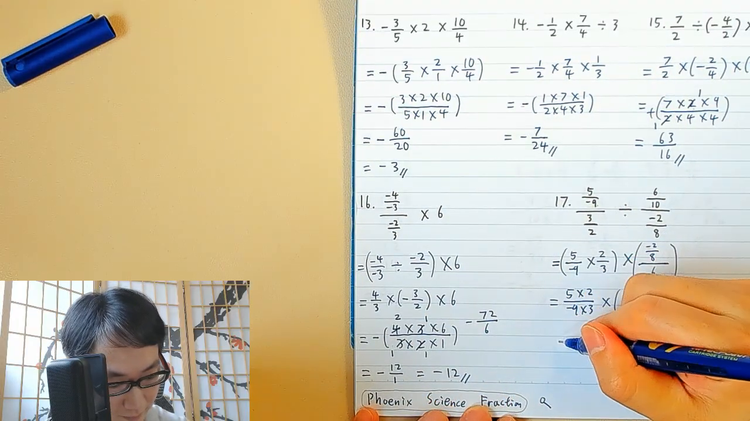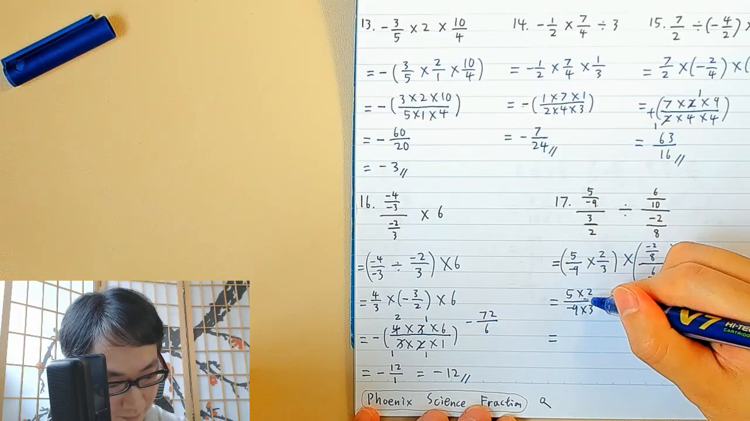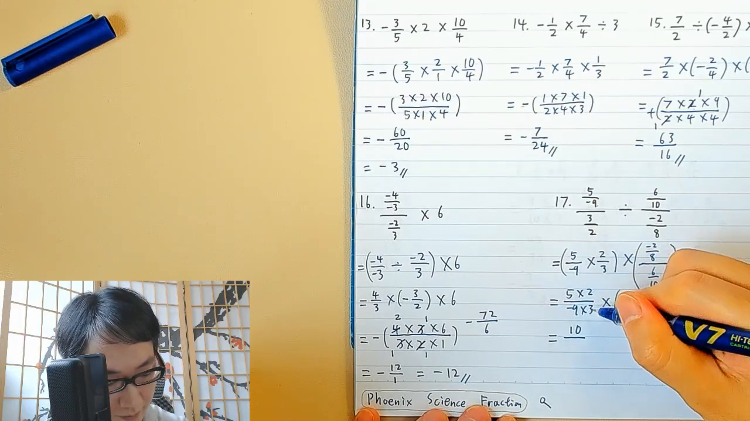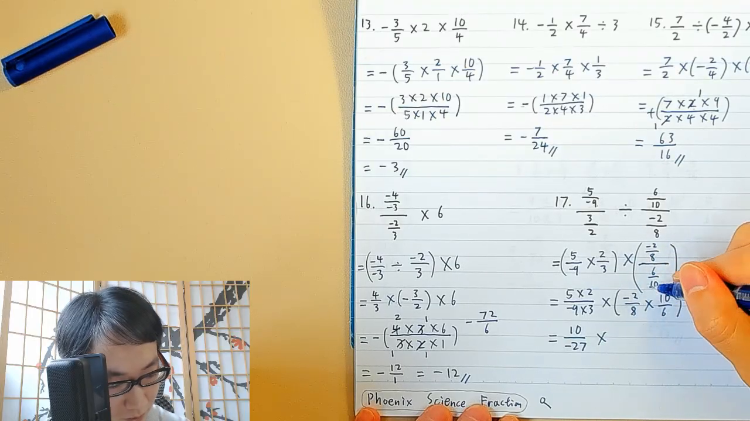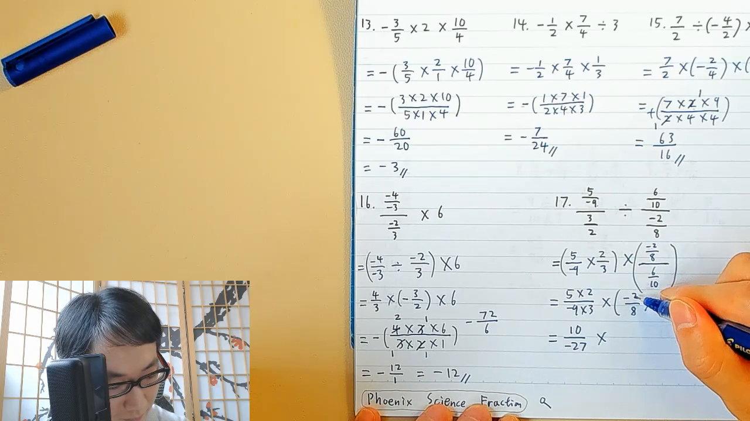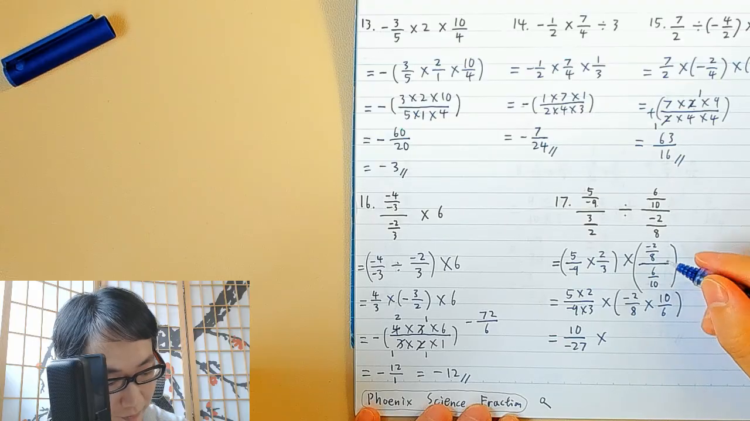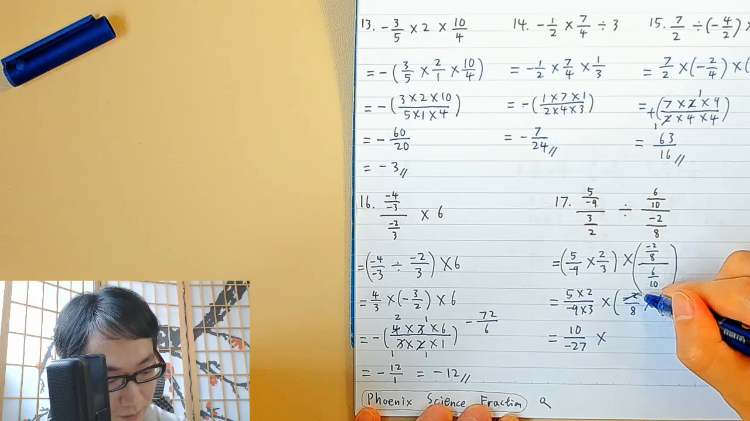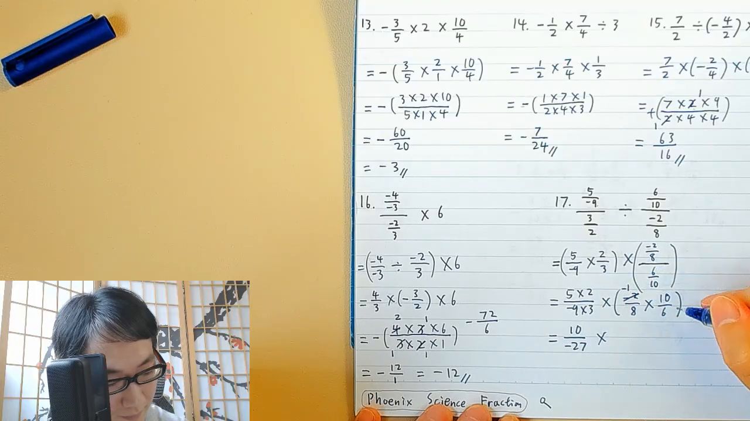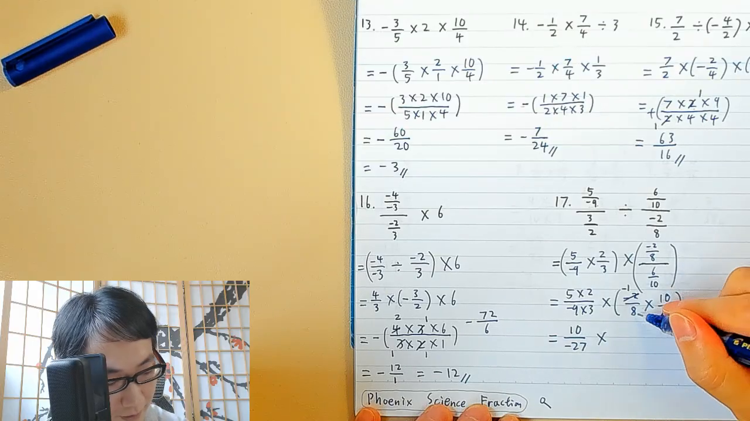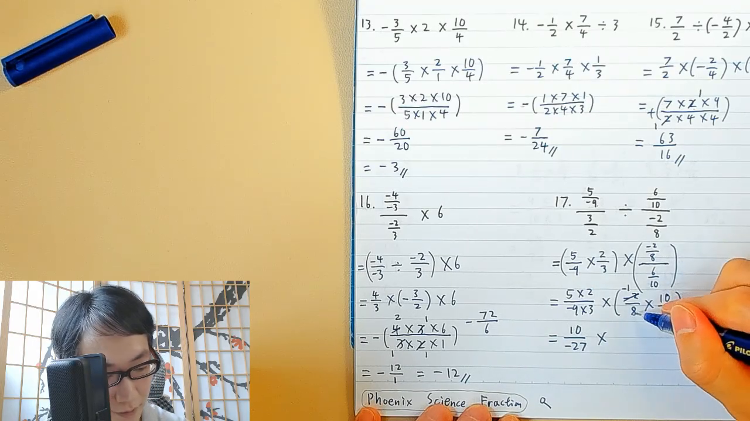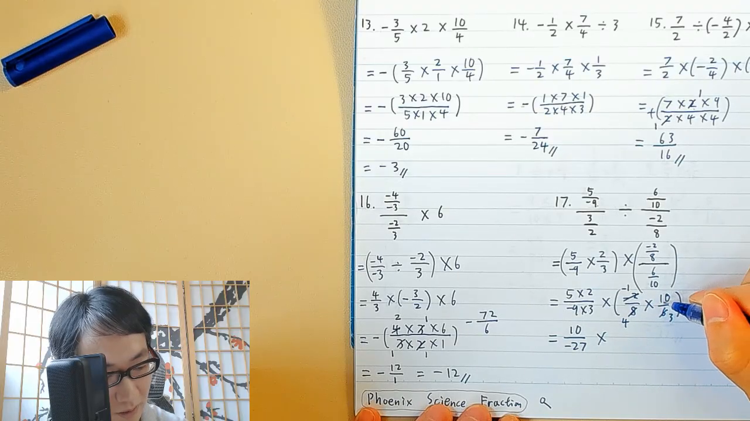So then we have 10 over negative 27 times, so this one we can simplify. So 2 and 6 both have a factor of 2. So negative 2 divided by 2 is negative 1. 6 divided by 2 is 3. 8 and 10 both have a factor of 2. So 8 divided by 2 is 4. 10 divided by 2 is 5.